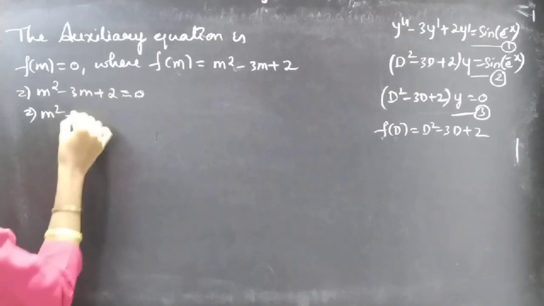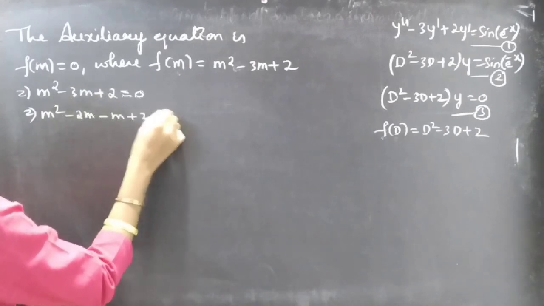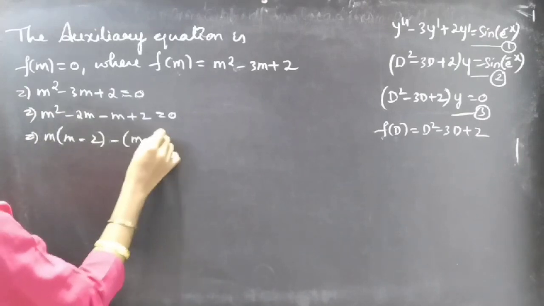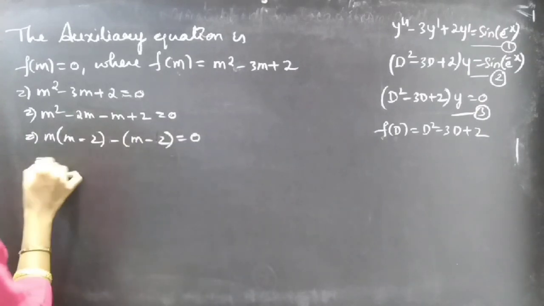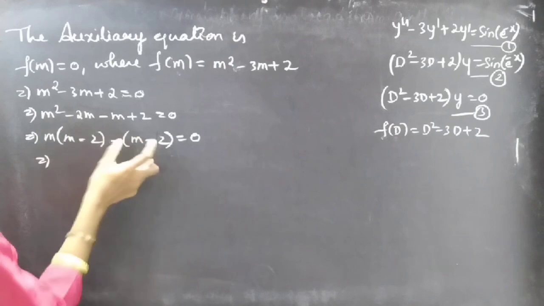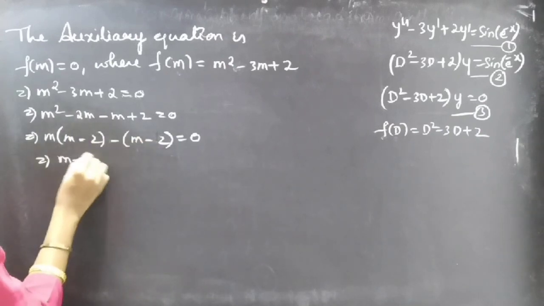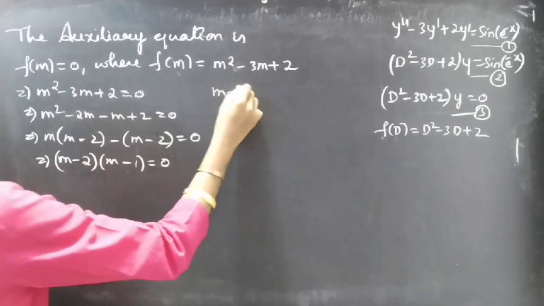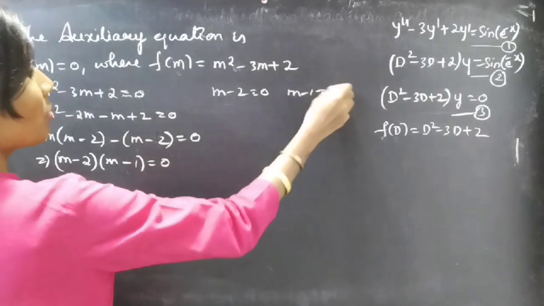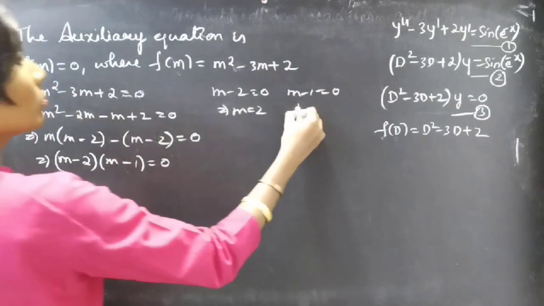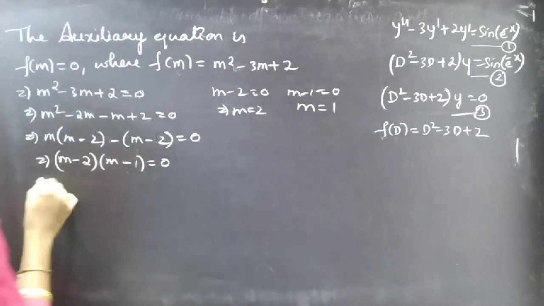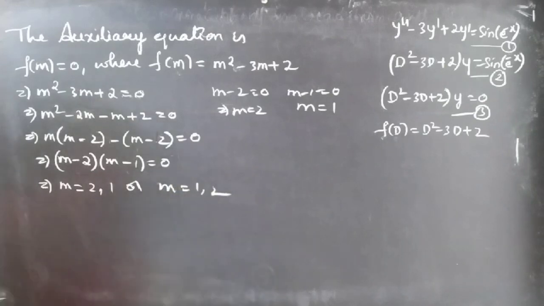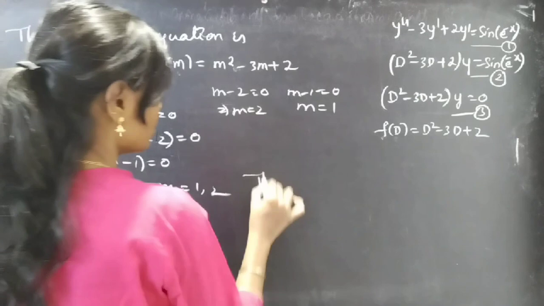Just write minus 3m as minus 2m minus m, so m square minus 2m minus m plus 2 equals 0. Now take m common from the first two terms, we get m times (m minus 2), and take minus common from the next two terms, we get minus of (m minus 2) equals 0. Now we can take m minus 2 common because it exists in both terms. Then we get (m minus 2) into (m minus 1) equals 0. Now we equate each factor to 0. From m minus 2 equals 0, we get m equals 2, and from m minus 1 equals 0, we get m equals 1. So m equals 2, 1, or m equals 1, 2. The roots are real and distinct.